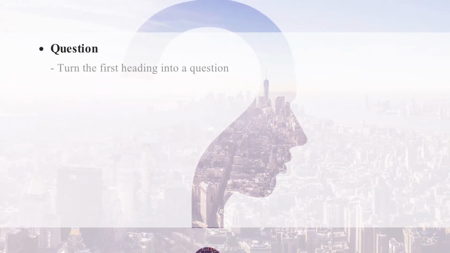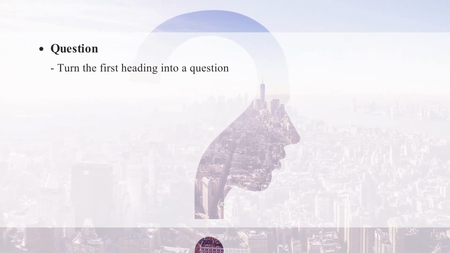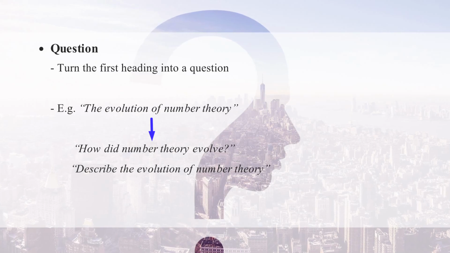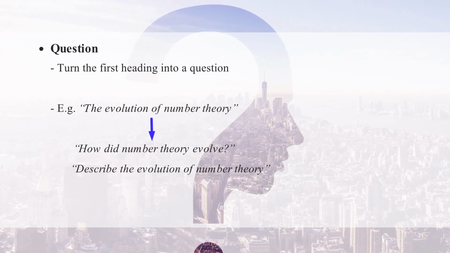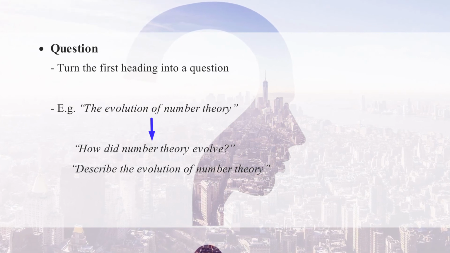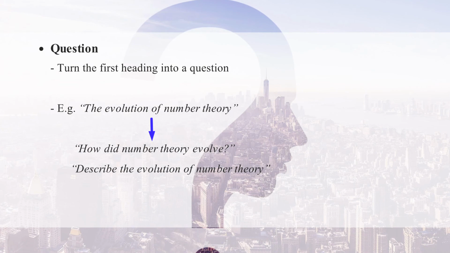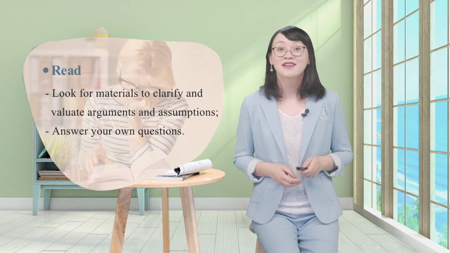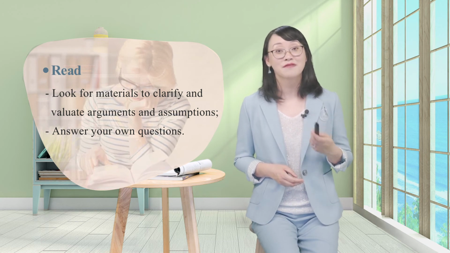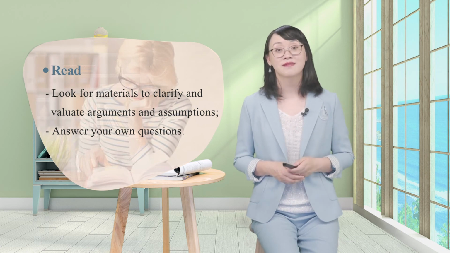2. Question. Go back to the beginning of the chapter and turn the first heading into a question. This will increase your comprehension. Bring to mind information you already know that can help you to understand the section more quickly. For example, the evolution of number theory might become how did number theory evolve, or even describe the evolution of number theory.